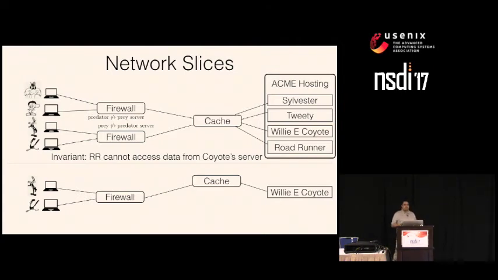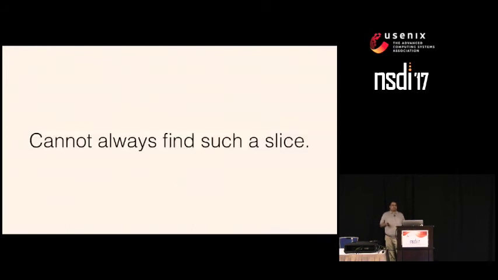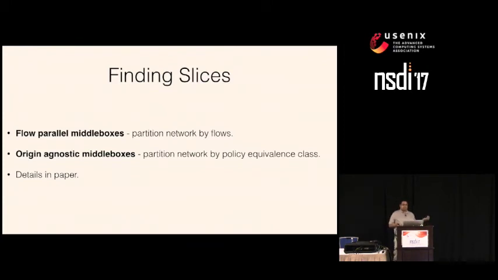So once you have all of this in place, you have established a bisimulation, and you can prove invariance in the slice. Now, remember that we had to pick an extra animal. Can we always figure out what is the minimal set of things to pick to form such a bisimulation? As I already mentioned, the answer to this is no. We give a couple of techniques in the paper to find these slices. One of these depends on the fact that many middle boxes have a state that is partitioned by flows. Some of these depend on the fact that many middle boxes don't care where the state is set from. For a cache, I only care where the content is cached. I don't care what the history was leading up to the content being cached.